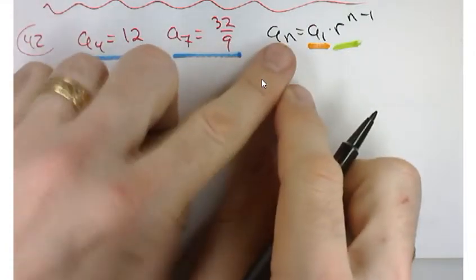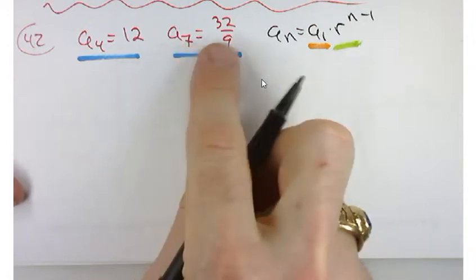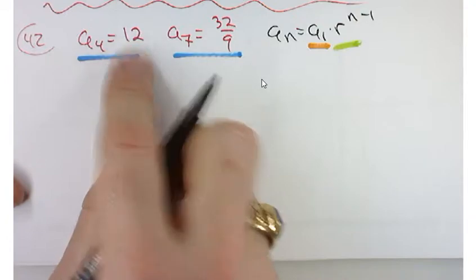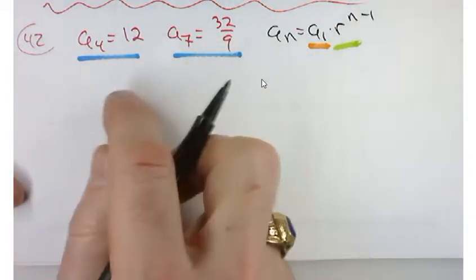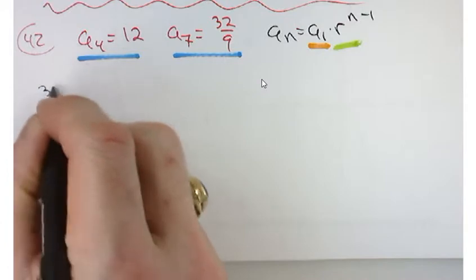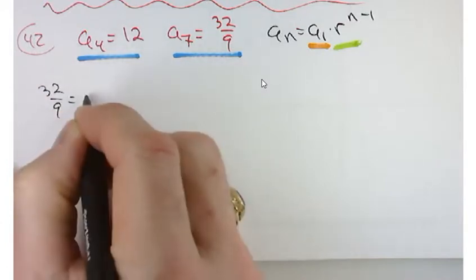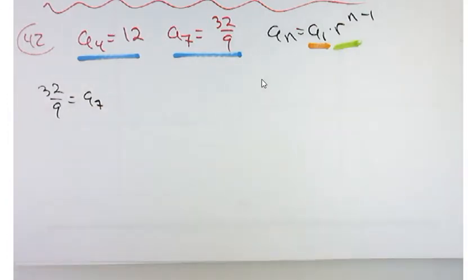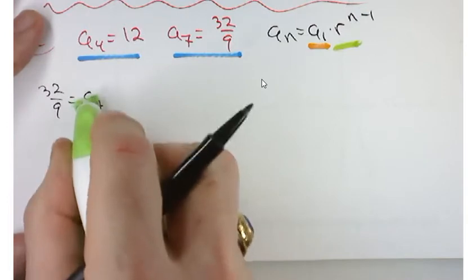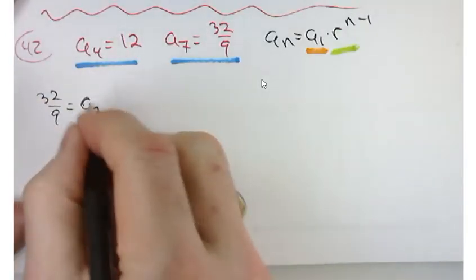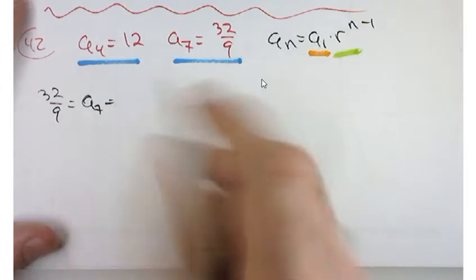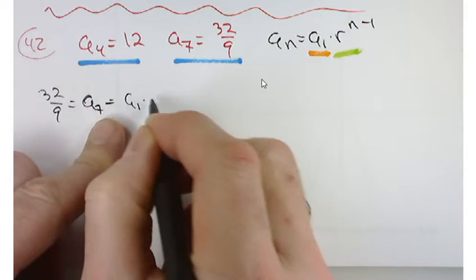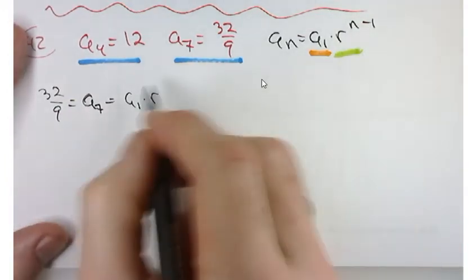Let's see what the first equation is going to be. It's a sub 7 equals 32/9. The other one is a sub 4 equals 12. So let me type in this one first. 32/9 equals a sub 7. Sorry, a sub 7. But what's that going to be over here? It's going to be a sub 1 times r to what power? 6 power.